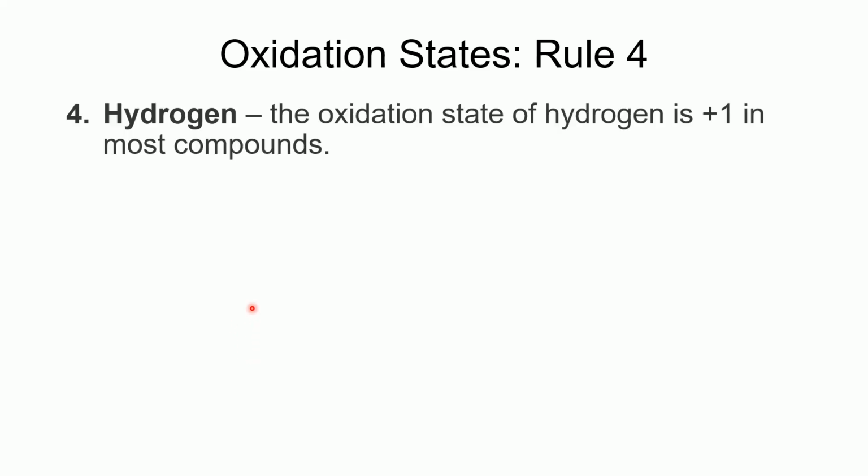All right, so for our next rule, again, you'll go through these in order. Our next rule is going to be hydrogen. The oxidation state of hydrogen is +1, and that's going to be the case in most compounds. So here in all of these compounds, I'm not going to go through all of them. In all of these, it is a +1 oxidation state for hydrogen.